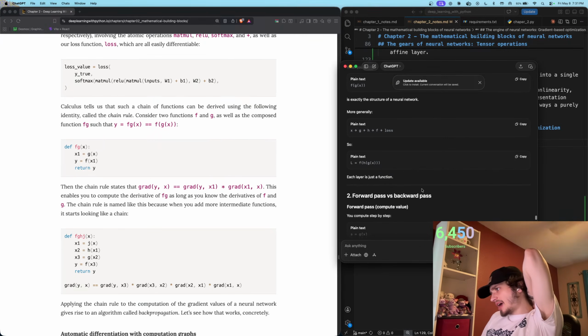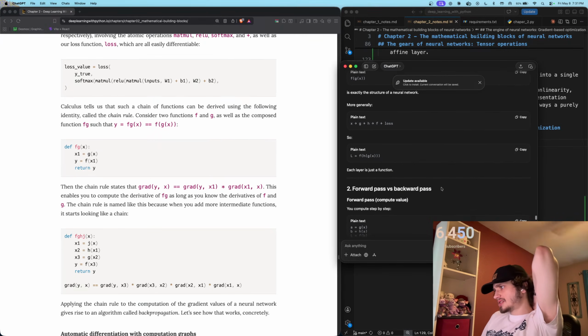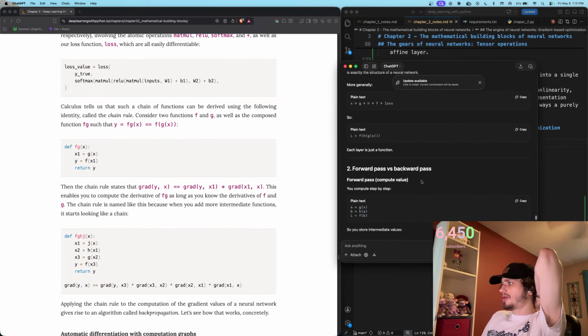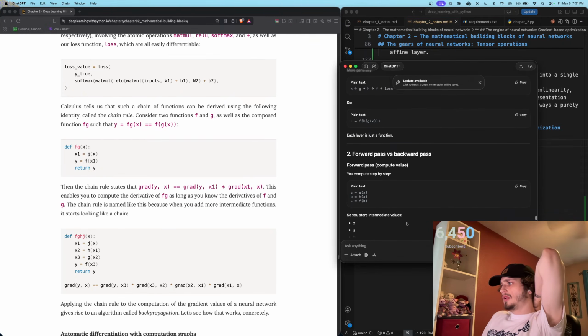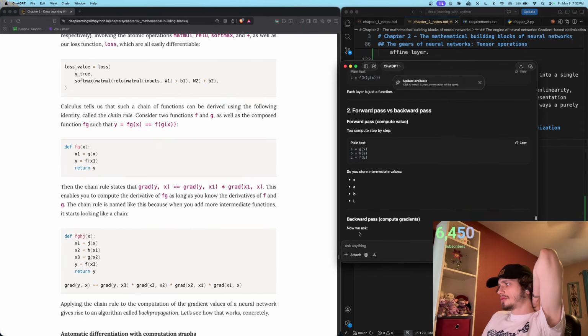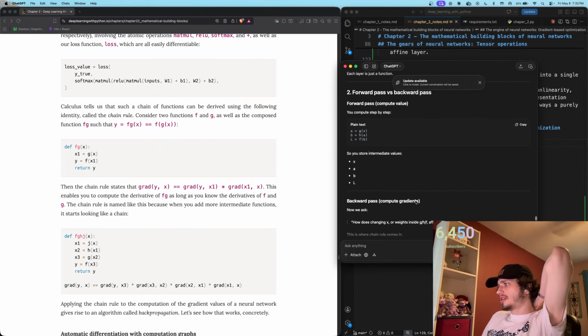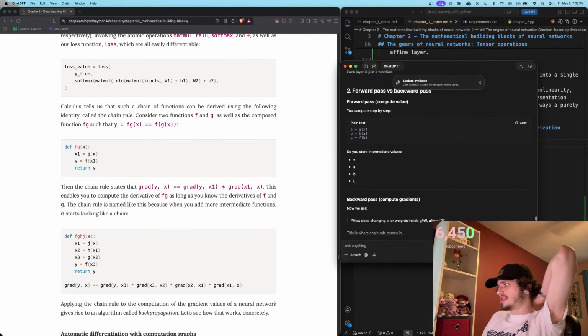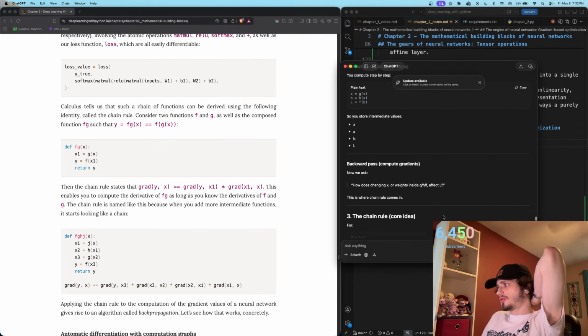Forward pass versus back pass. The forward pass is the computed value. You compute step by step: a is equal to g of x, b is equal to h of a, L is equal to f of b. You store intermediate values. Back pass, compute gradients. Now we ask, how does changing x or the weights inside g, h, f affect the loss? Here's where the chain rule comes in.